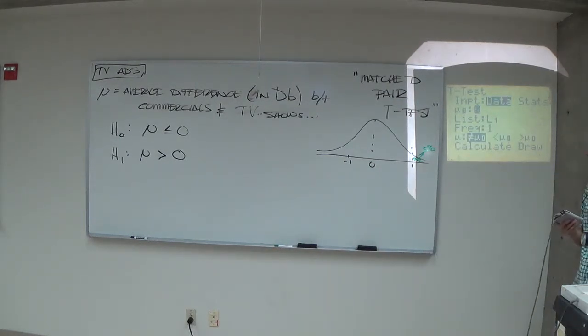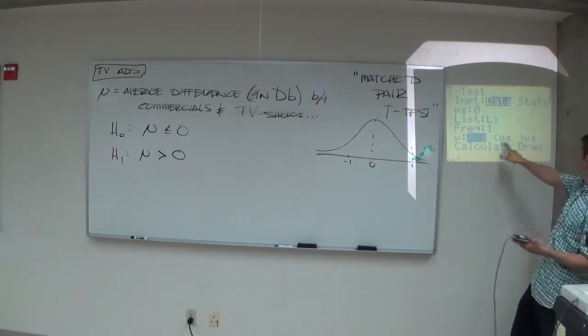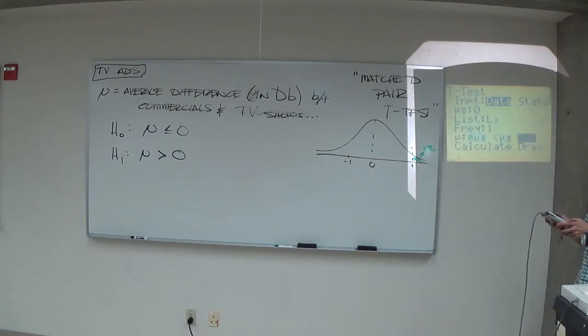I don't know why mine says 0 right now, but it does. Yours probably still says 30, I'm guessing, because that's the last thing we did. List, L3. Make sure to point your TI to the correct list. Frequency, definitely 1. Raw data. Let it test the claim that we're greater than 0.